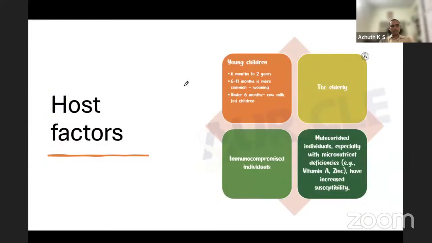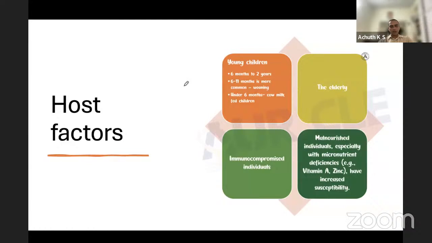What are the host factors that the child or the adult has to play? Who are the most affected? Those are children 6 months to 2 years. In 6 months to 2 years, 6 to 11 months is more common because weaning starts at 6 months. And under 6 months, children are also at high risk if they are being fed with cow milk.